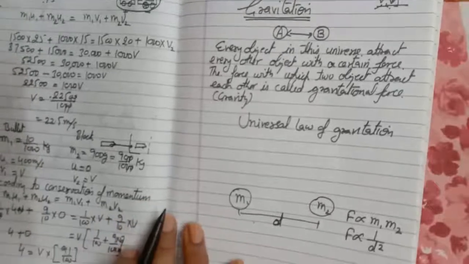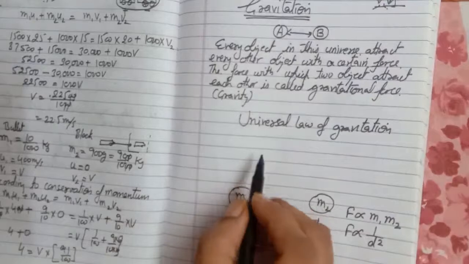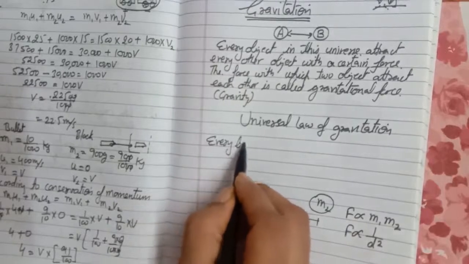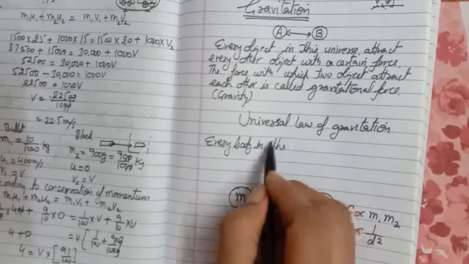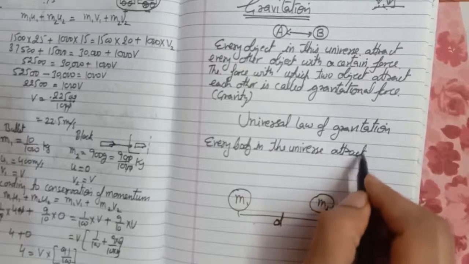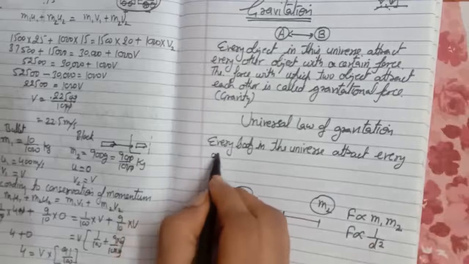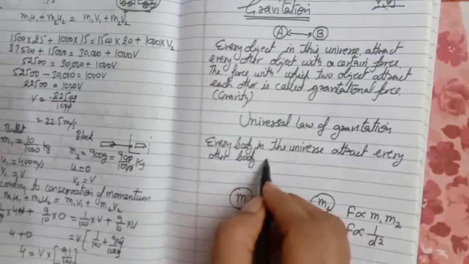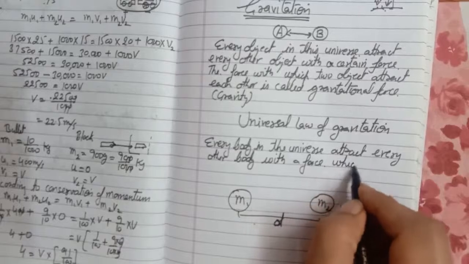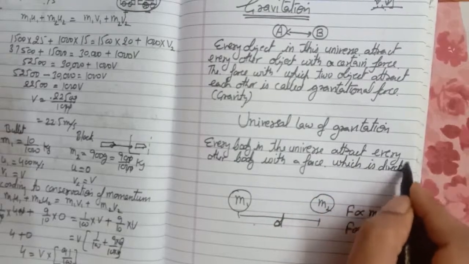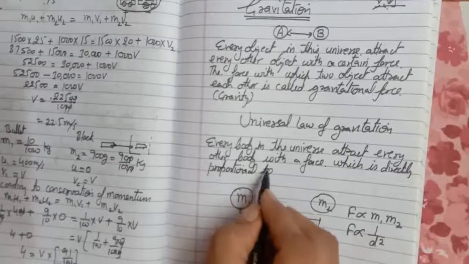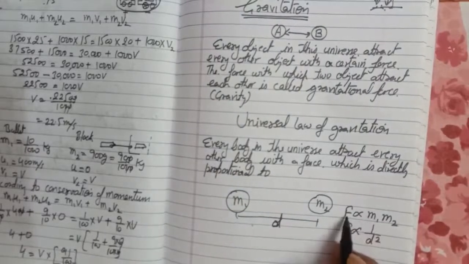So we will write the universal law of gravitation. According to the universal law of gravitation, first write that this law was given by Newton, and according to him, every body in the universe attracts every other body with a force which is directly proportional to, and directly proportional means if we increase this value, this will also increase.